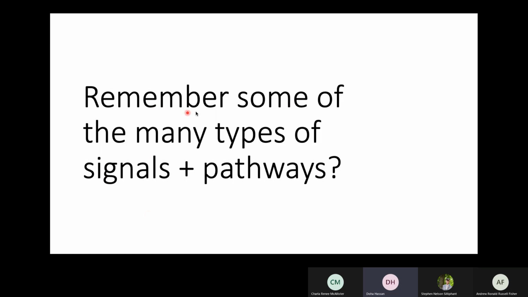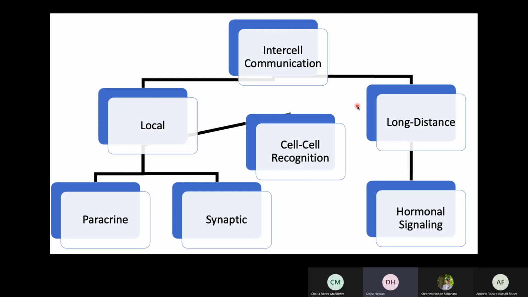Right, so do you remember some of the many types of signals and pathways that we talked about last semester? I'm not going to go into too much detail because, again, it's not as important this semester, but we did talk about signaling between different cells. So we said that it can be a short distance or local signaling, or it can be long distance signaling.